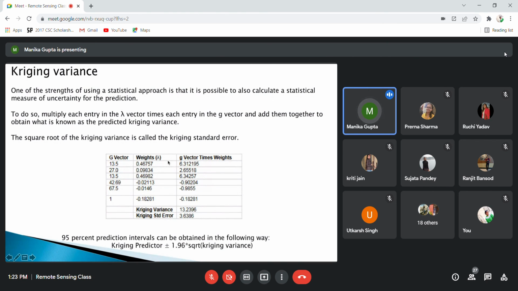But after this, you also get the Kriging variance and your standard error. So how do we get that? Again, we have this G vector here. You have these weights. You multiply these here and by addition you get the standard error and the variance. These factors are missing in your IDW. So these are the two other things which you need to calculate in this. Somewhat everyone gets it? Yes, ma'am.